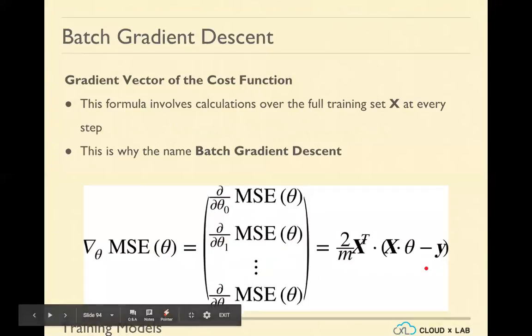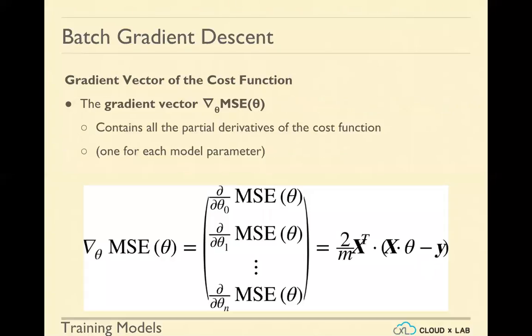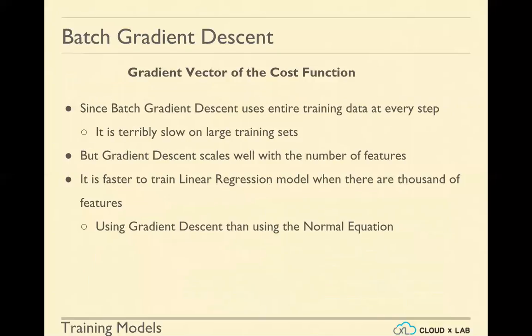Now, this formula involves calculation over the full range of x at every step. Theta j is not features. Theta j is basically the model parameters that we are trying to compute. We start with the initial value, and at every step we compute the rate of change of cost with respect to each of the thetas. And then once we compute it, we decrease the thetas by some amount.